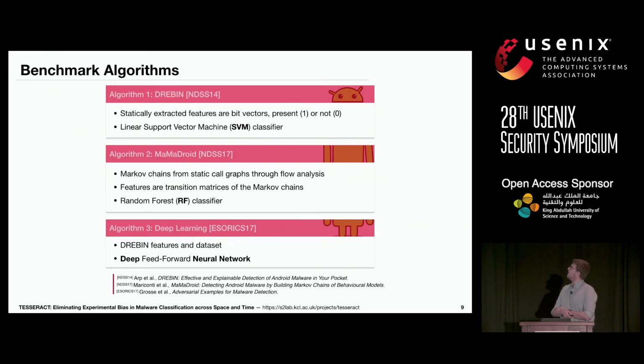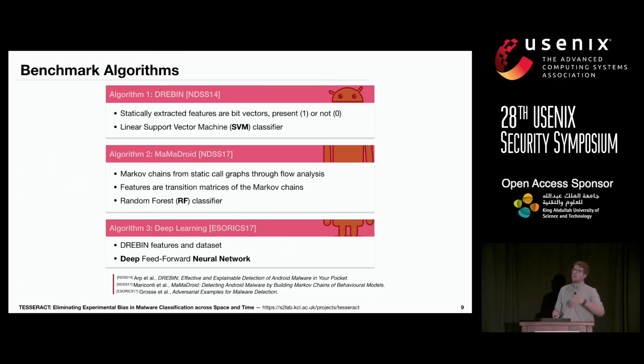The first one is, they represent kind of the state of the art in Android malware detection. The first one is Drebin, which uses a lightweight static analysis that checks for presence or absence of strings, URLs, APIs and other static elements, and relies on a support vector machine. The second uses a more computationally demanding static analysis based on function call graphs and Markov chains to extract features, and relies on a random forest classifier.